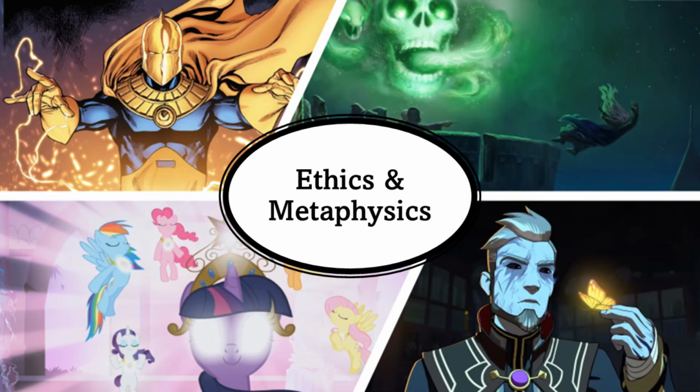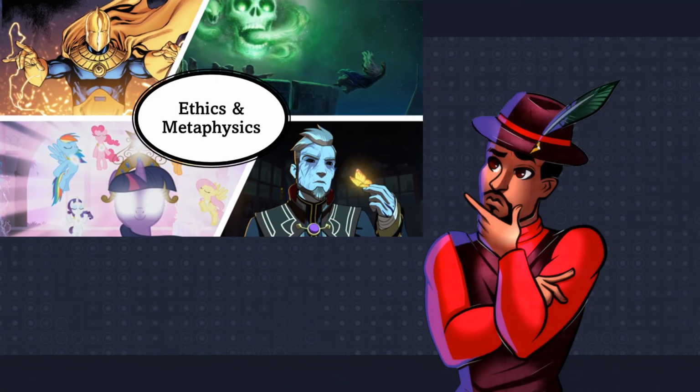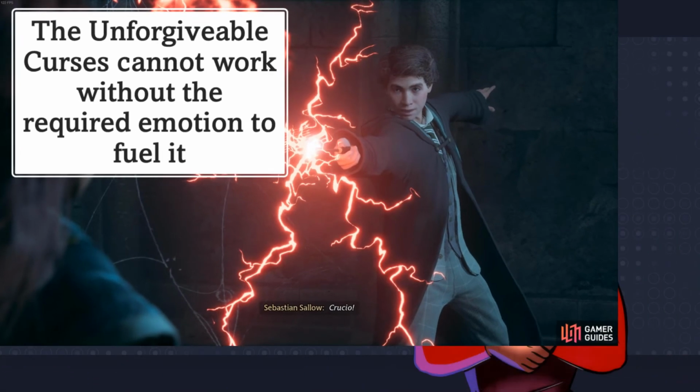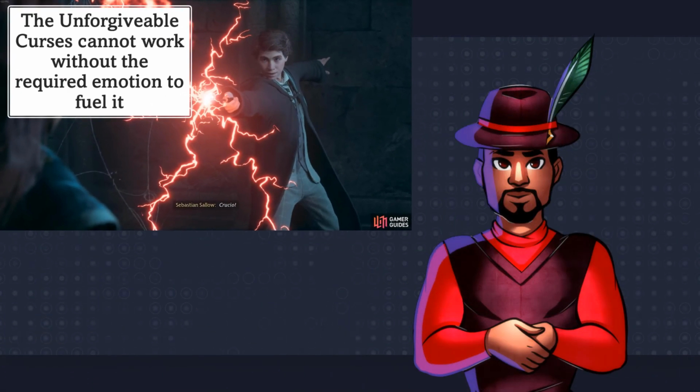In some works, ethical categories such as good and evil can be tangible forces that the user draws power from. They could be followers of something, or maybe the act of aligning oneself with something has power in and of itself. For instance, the Unforgivable Curses in Harry Potter are powered by hatred and a desire to harm, among other things, and cannot work without them. In using these types, there is often a price of some sort for aligning oneself with this.